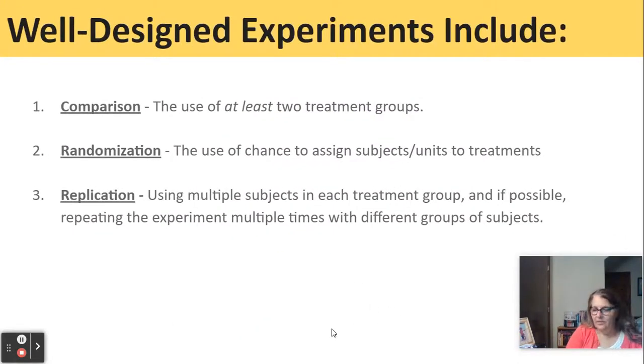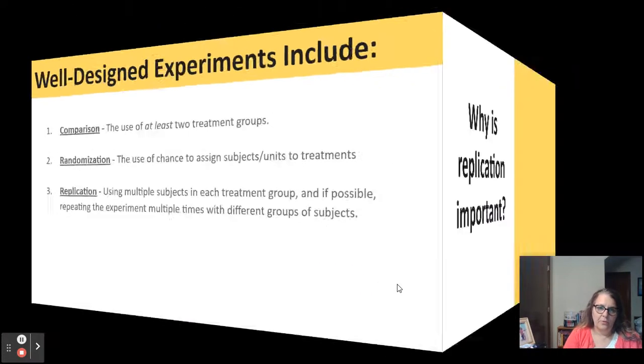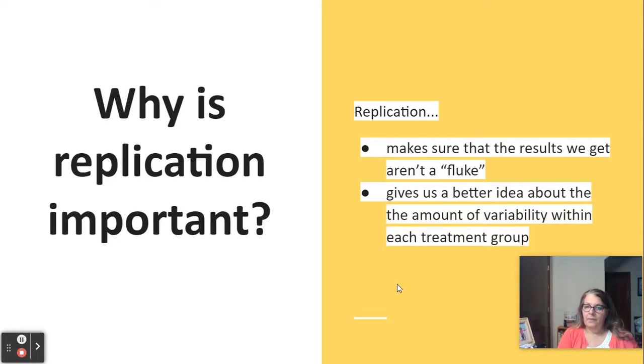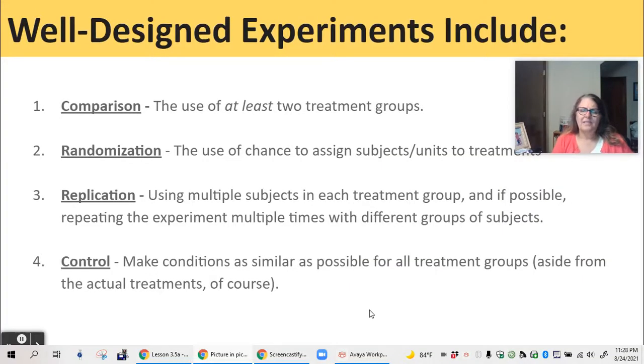And then we have replication. Replication is using multiple subjects in each treatment group, and if possible, repeating that experiment multiple times with different groups of subjects. And why is this important? You want to make sure that what we get isn't a fluke. You want to replicate it, because if you replicate it many times, it gives a better idea about the amount of variability within each treatment group. And the last thing is control. The importance of control is that it makes conditions as similar as possible for all treatment groups, aside from the actual treatment, of course.